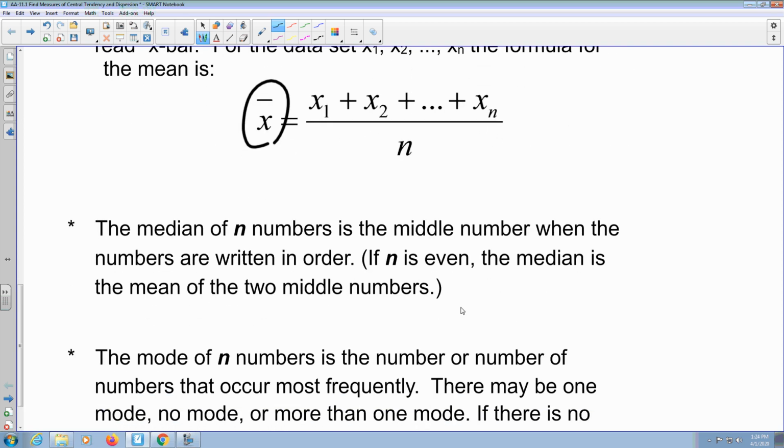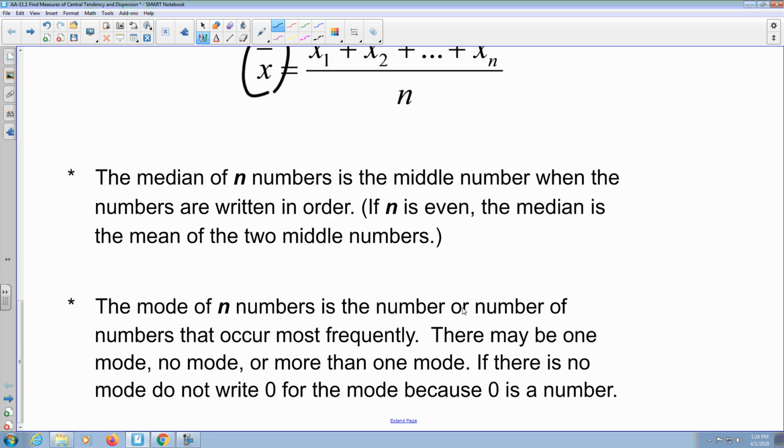Okay. To find the median, it says if you have n numbers, it is the middle number when the numbers are written in order. So remember, you're going from least to greatest. If n is even, so if you have an even number of data, the median is the mean of the two middle numbers. Okay. The mode, when you have n numbers, is the one that occurs most frequently. There may be one mode, there may be no mode, or there may be more than one mode. All right. If there is no mode, do not write 0 because 0 is a possible number. So keep that in mind.